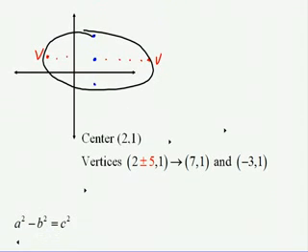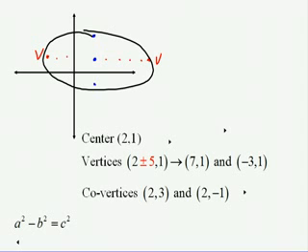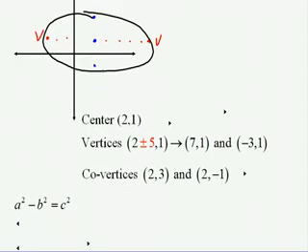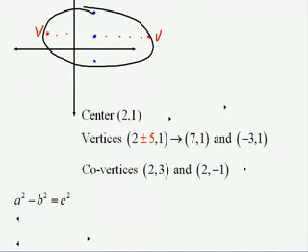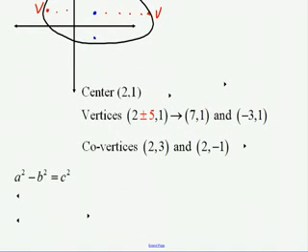and 2, negative 1. Now I need to find the foci, so we're going to use the equation a squared minus b squared equals c squared. I already know that a is 5, that was the distance from the center to each vertex, and b is 2, that's really the distance from the center to each covertex. So when I plug those in the equation, I get 25 minus 4 is c squared, or c squared is 21. And that will mean that c is the square root of 21.